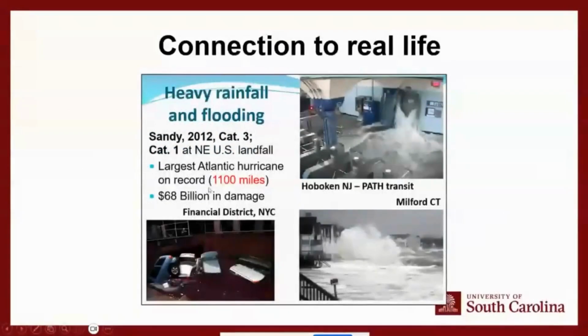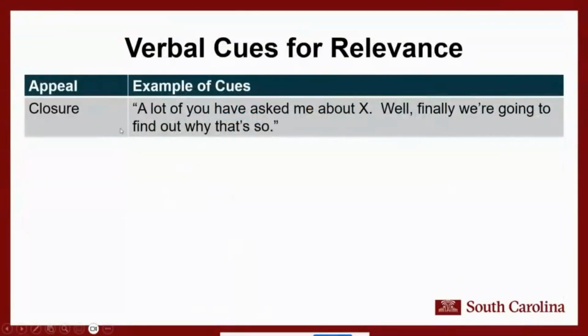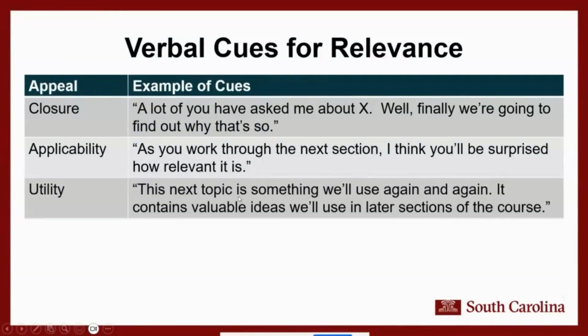So here's some examples. Relevance, when of course marine science, there's always something going on. So hurricanes coming through. I talk about this with Sandy, when Sandy hit, what it looked like in New York City, New Jersey. Also verbal cues that you can do. You know, you've asked me about X, well, let's find out why this actually happened this way. Or as you work through this, you'll see why it's important to know how to do this. Or this is something you're going to use again and again. You're going to see this again and again.